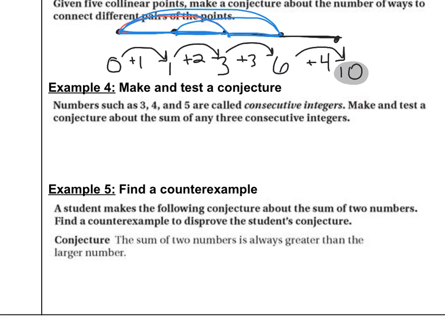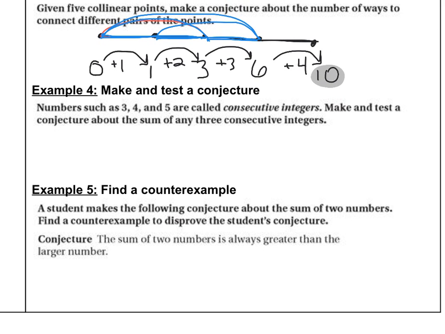All right. So numbers such as 3, 4, and 5 are called consecutive integers. We want to make and test a conjecture about the sum of any 3 consecutive integers. So let's just pick a few examples. Actually, first, let's talk about what this means. Sum means when you add all of them together. Okay, so we are going to add 3 consecutive integers and just see what we get.